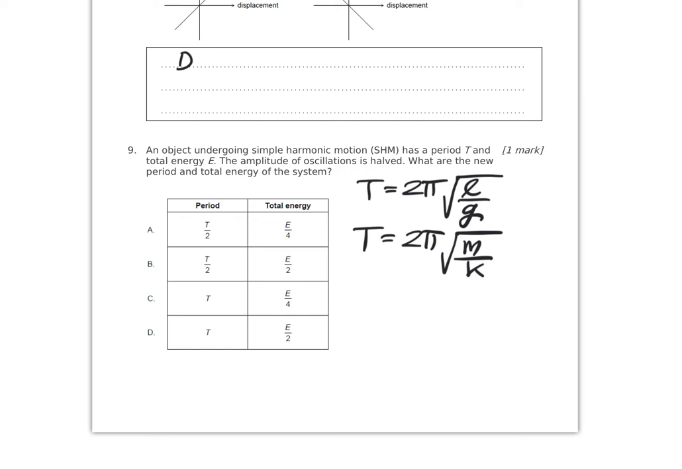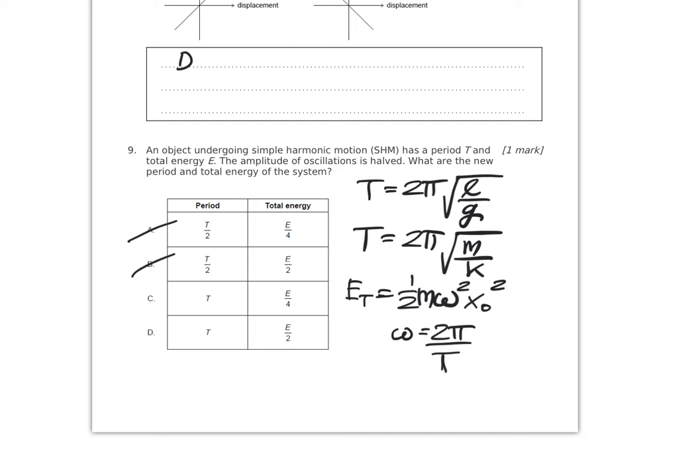So I know that changing the amplitude doesn't affect the period, so it's not A and it's not B. But what does it do to the energy? The formula for total energy is given in the data booklet, where it's 1/2 m omega squared amplitude squared. And we said that omega is 2 pi over the period.